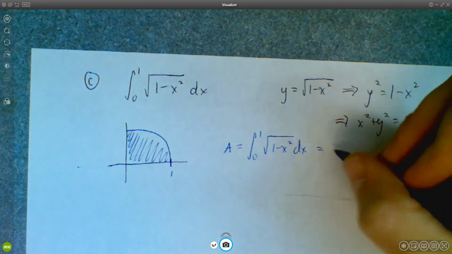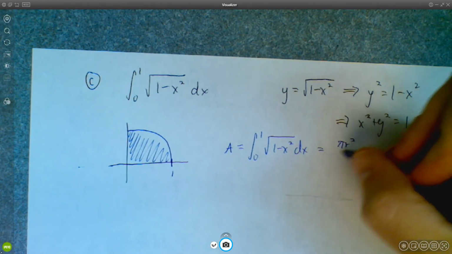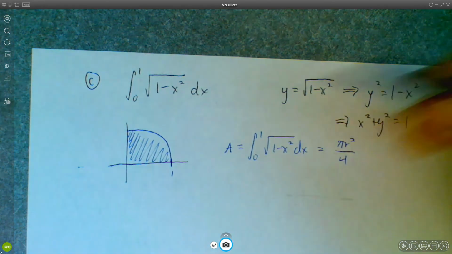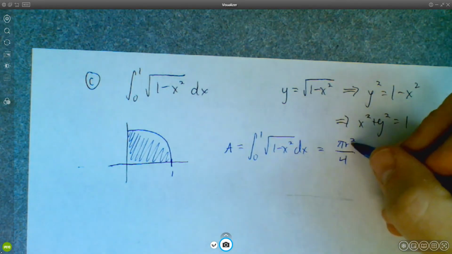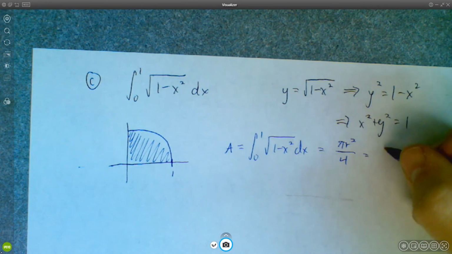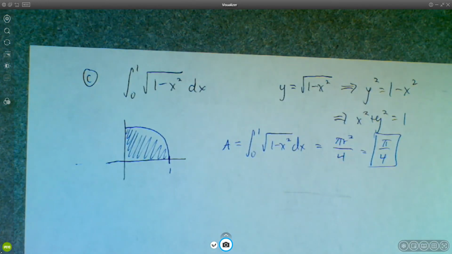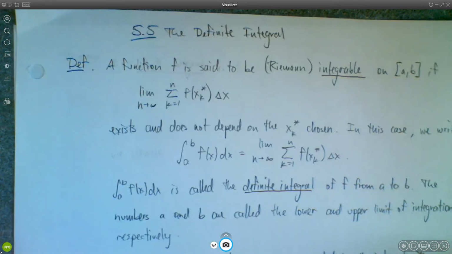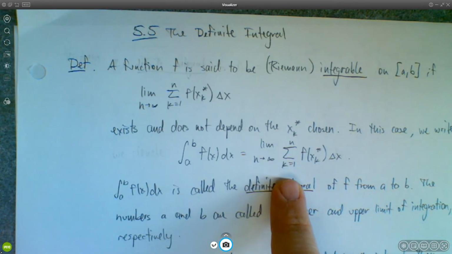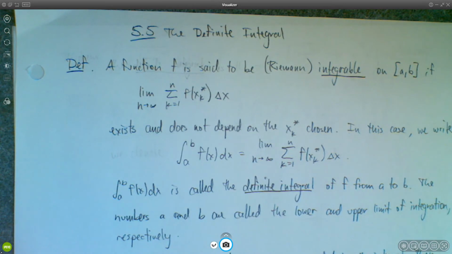It's going to be pi r squared divided by 4 because it's only a quarter of the circle. Now the radius here is 1, so that's just pi over 4. So there's the area there. Okay, so that's the idea behind the definite integral, right? It's just the same thing as the net signed area that we discussed in detail in 5.4.